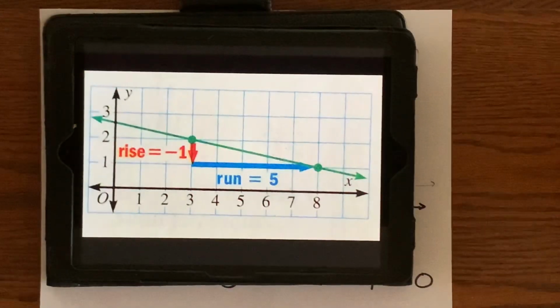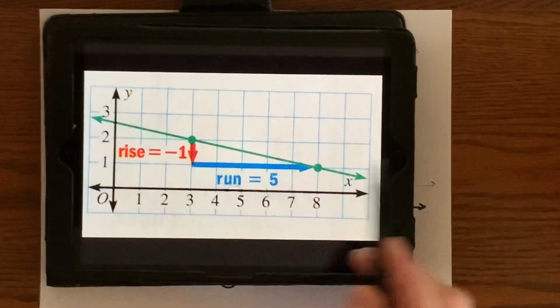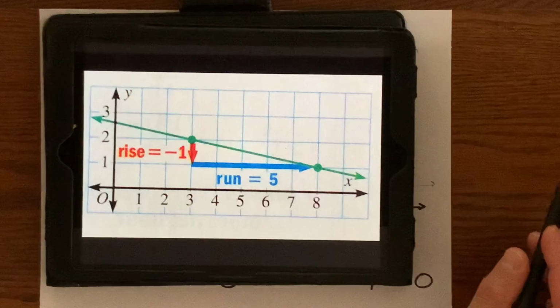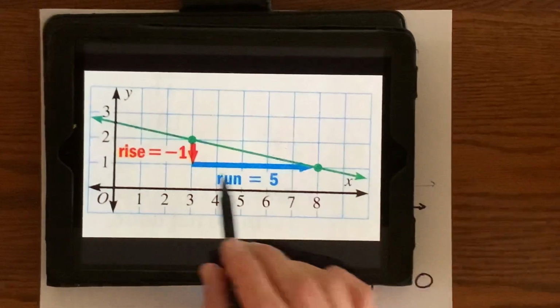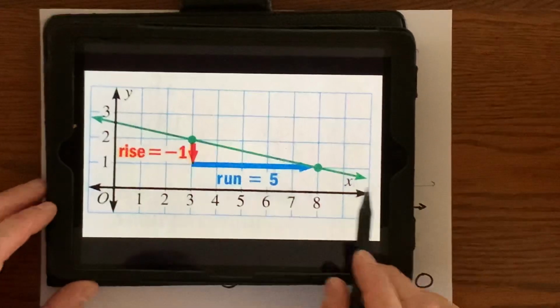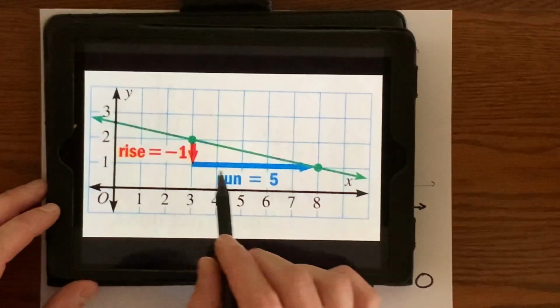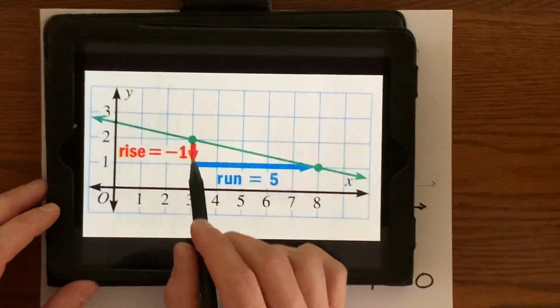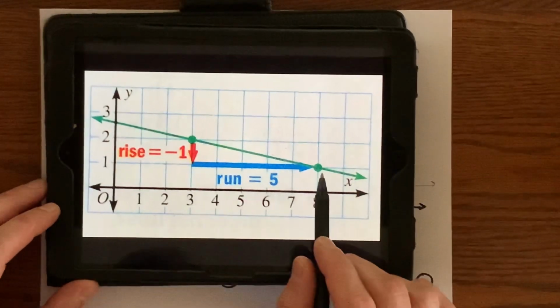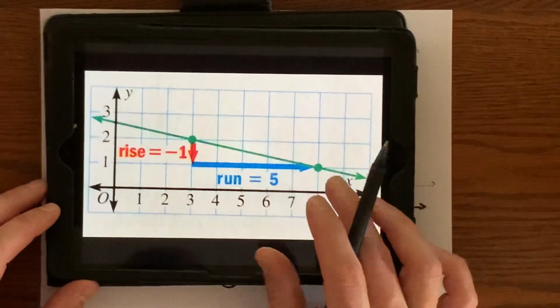So let's see what that looks like on a graph. On a graph, you can see I need to start with a point, which will be given. In this case, the point is 3, 2. My next point will be along the same slope, on the same line. I go down 1, because the rise is -1, and I go to the right 5. Then I plot my point, and then I can connect my line.